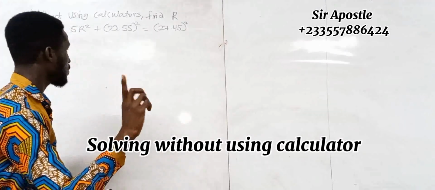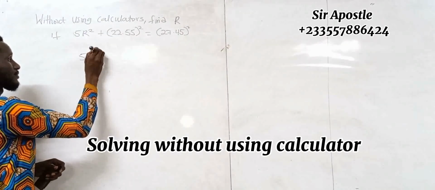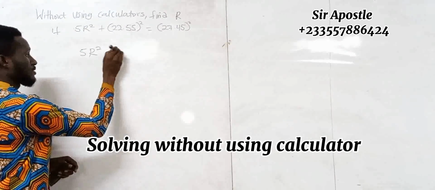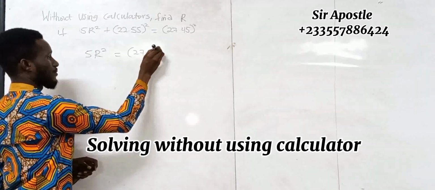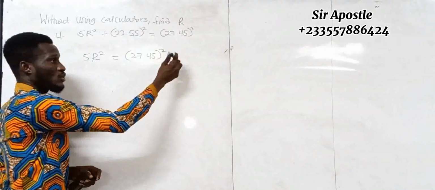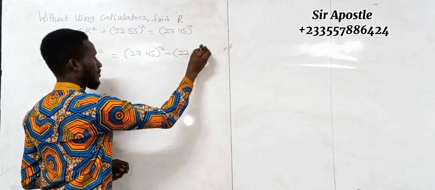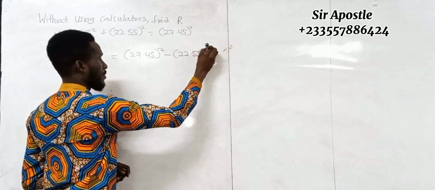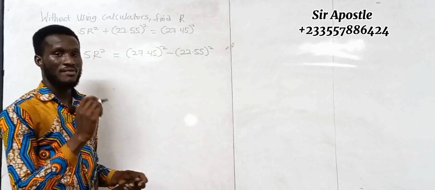So we are solving. We have 5R squared equal to, now this one will cross the equal to sign, which will be negative, all squared. Now at this point, this one and this one are a difference of two squares.